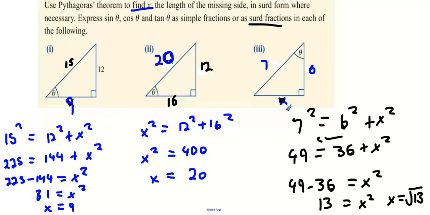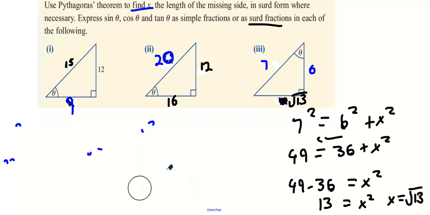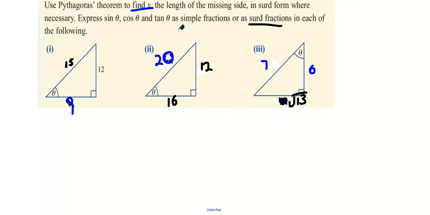Now that we know this equals root 13, what we have to do next is find sine theta, cos theta, and tan theta of all three questions, okay? So here's what we're going to do. The rhyme we have is: silly old Harry chased a horse through our attic. And essentially what that means is sine, cos, tan.